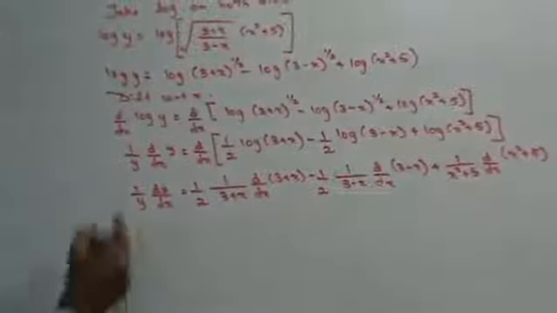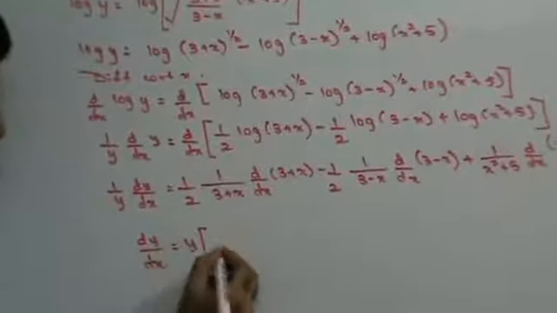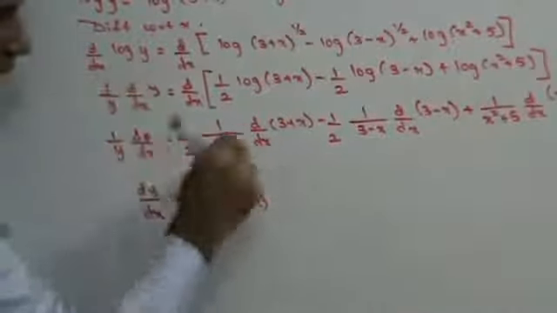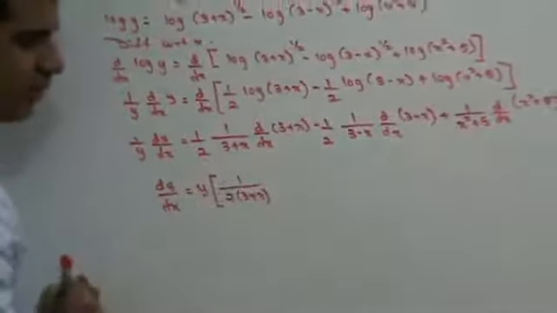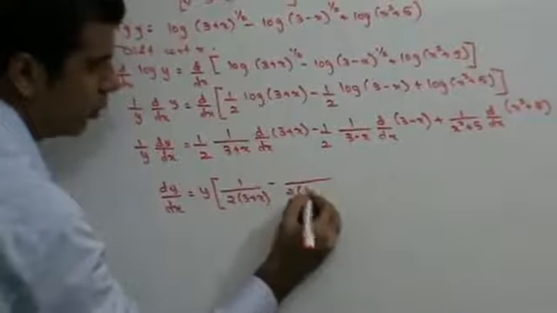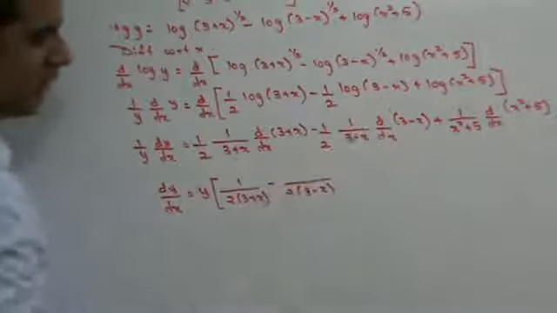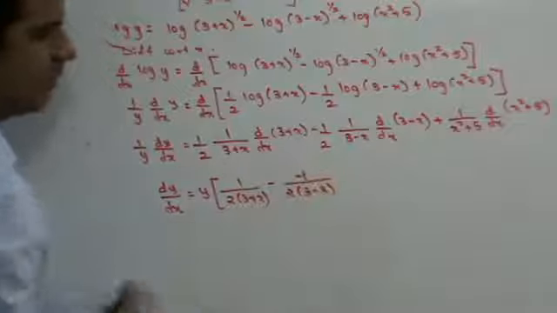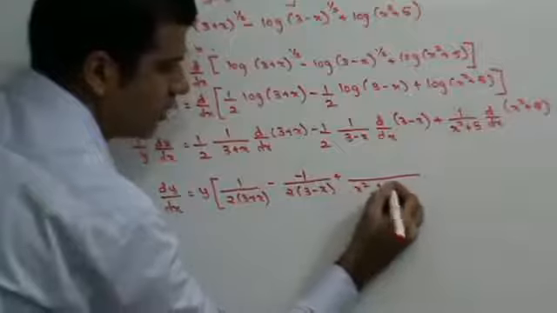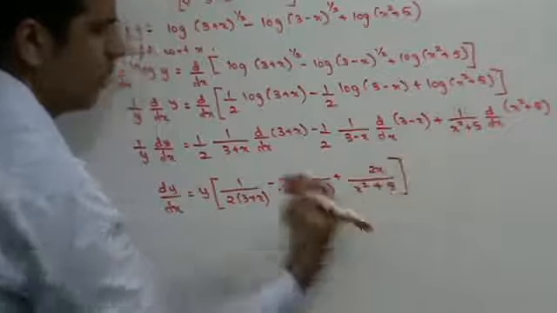Fine. Now take y on the other side, so I'll get dy by dx is equal to y. This is 1 upon 2 3 plus x. D by dx of 3 is 0. D by dx of x is 1, which can be written here as it is, minus 1 upon 2 3 minus x. D by dx of 3 is 0. D by dx of x is 1. Since there is a minus sign here, this will be minus 1, plus x square plus 5. D by dx of x square is 2x. Fine, do we get this?